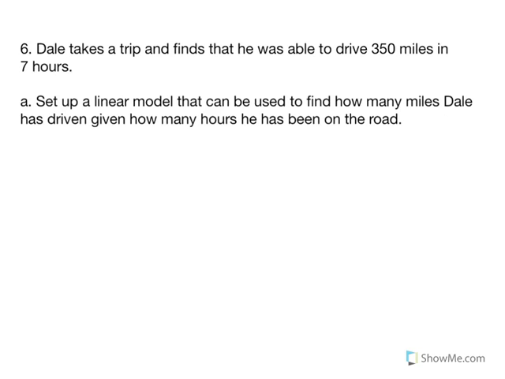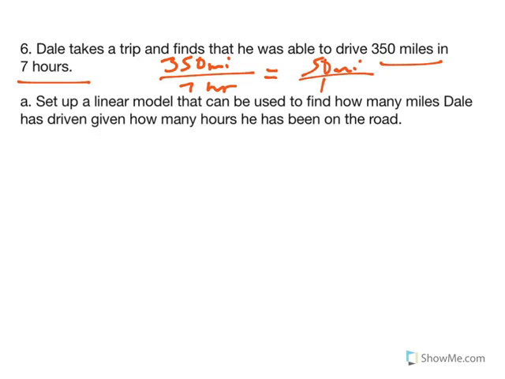Well, this is a little bit difficult because they give us total miles and total hours. Well, when you're using slope, right, we might want that to be miles per 1 hour. So if you think about 350 miles in 7 hours, well, if you just reduce that, you end up with 50 miles in 1 hour. So our slope is 50.